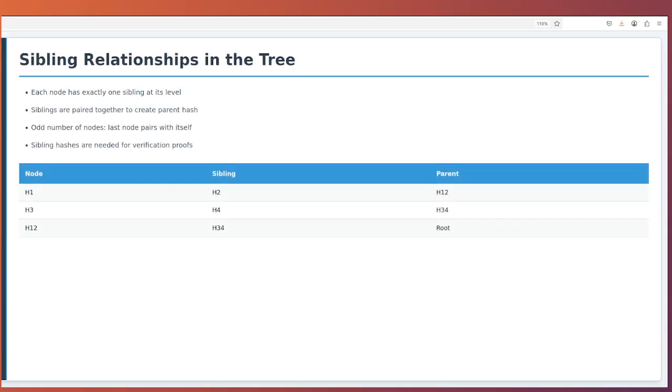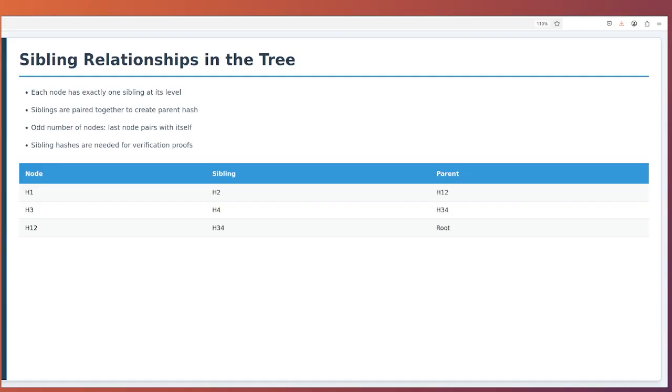The power of pairing: how siblings work. One of the most important concepts in Merkle trees is the sibling relationship. At every level of the tree, each hash has exactly one partner, its sibling. At the leaf level, transaction T1 is paired with transaction T2, so T2 is T1's sibling. Similarly, T3 and T4 are siblings. When we move up to the next level, H12 and H34 become siblings because they're paired together to create the next level hash. This sibling pairing continues all the way up the tree.